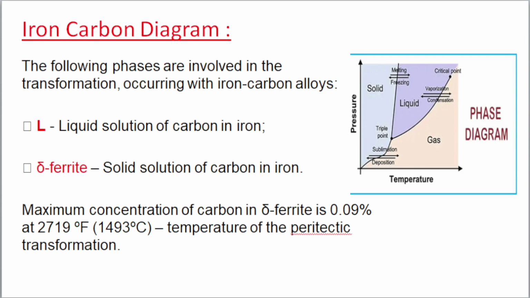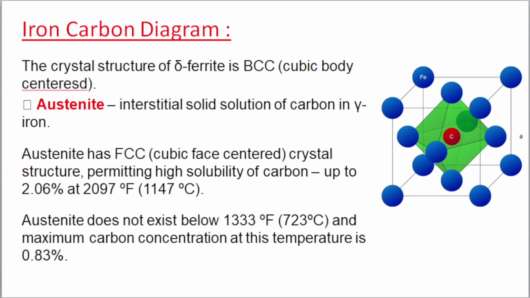L: liquid solution of carbon in iron. Delta ferrite: solid solution of carbon in delta iron. Maximum concentration of carbon in delta ferrite is 0.09% at 2719 degrees Fahrenheit, 1493 degrees Celsius, the temperature of the peritectic transformation. The crystal structure of delta ferrite is BCC, body-centered cubic.